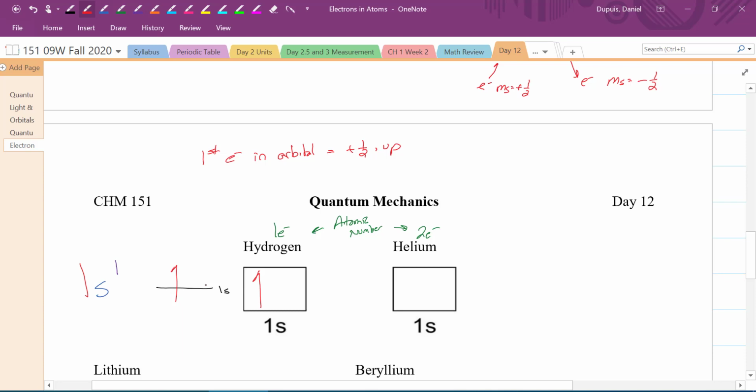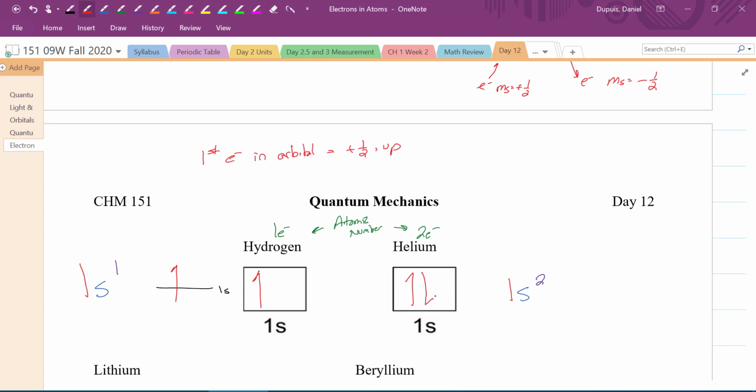Helium. It's still energy level 1. It's still an s orbital. But now there are just 2 electrons in that s orbital. So we'll look up and down. That's hydrogen. That's helium. That's it.